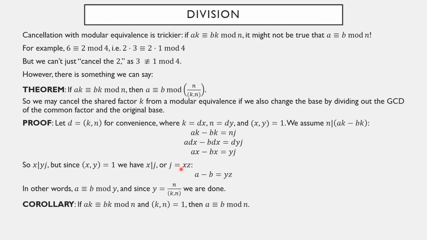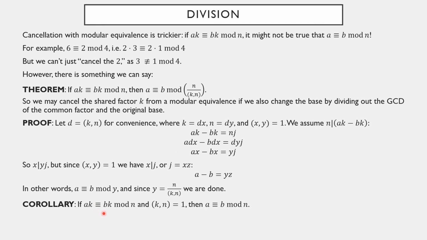Look back at the original example at the top. 6 is equivalent to 2 modulo 4. We wanted to cancel out a shared factor of 2. That shared factor of 2 is not relatively prime to the base 4, so that's why this did not work. However, we could say that 3 is equivalent to 1 modulo 4 over the GCD. That GCD was 2. So 3 is equivalent to 1 modulo 4 over 2. That is true. Okay. So be careful with cancellation.